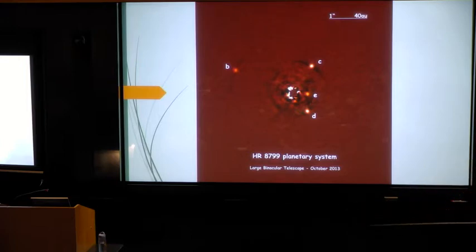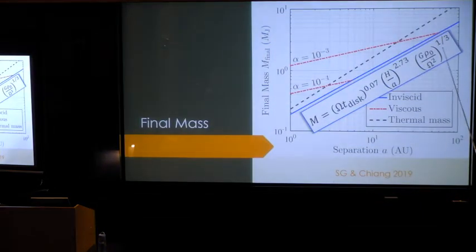So it's model dependent. And the fact that this mass does not seem to vary much with distance fits much better one of these viscous lines than the steeper inviscid line, on which we focus in this talk. But that's only one system. We'll have to collect more statistics to see which of these slopes, if any, real systems follow. And this might hint at something about the strength, the extent of the viscosity in these disks.